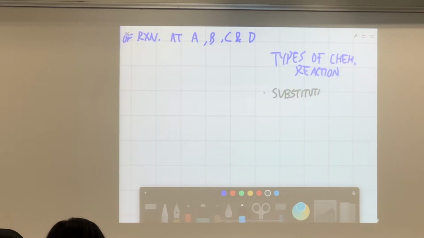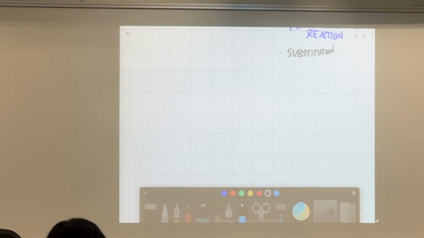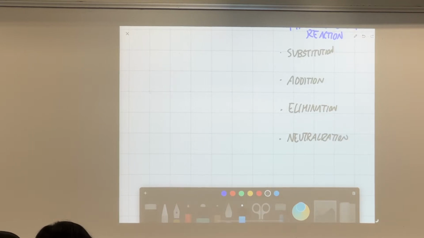I want you all to think of one example of each. I don't want a lot, but I just want one example from all of you, just to check if you remember stuff from organic chem. So substitution. I want one example of addition. I want one example of elimination and neutralization, which is not from organic chem, and decomposition.